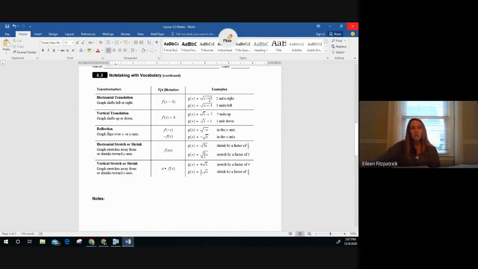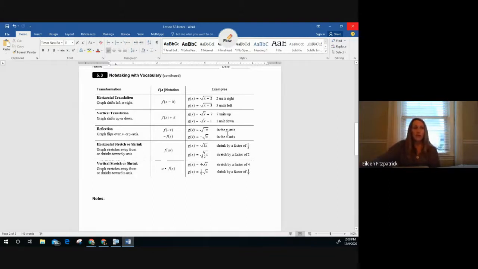All right, if under the radical you have an x minus 2, that's 2 units to the right. Here, if it's x plus 3, it's 3 units to the left. Now, if the value is not under the radical, if we have plus 7, we're moving 7 units up, minus 1, 1 unit down.